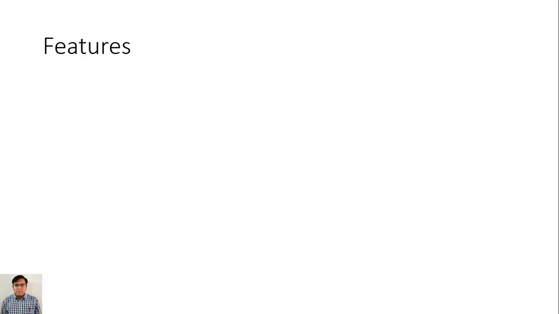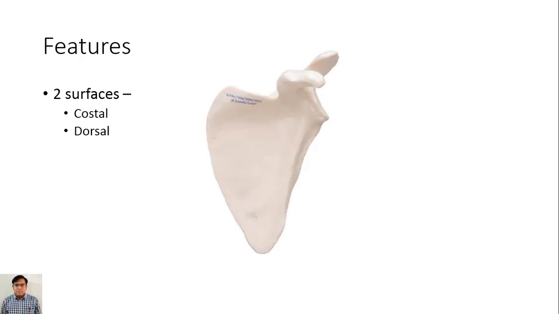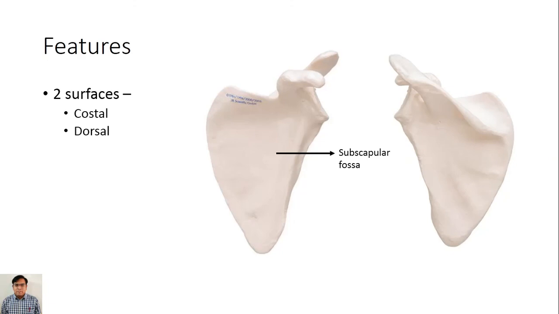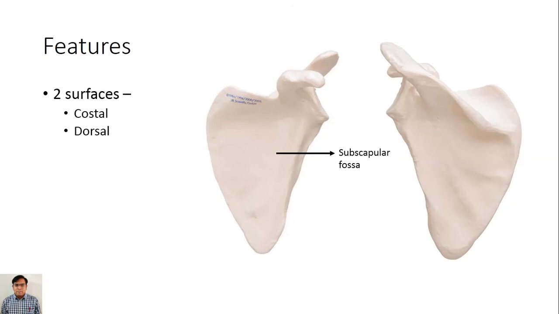Now features of scapula: it has two surfaces, costal or anterior surface and dorsal or posterior surface. This is the costal surface, which is concave in shape and rests on ribs, that's why it is called the costal surface. In this costal surface there is a depression known as subscapular fossa. In the dorsal surface there is an elevation known as spine or spinous process.